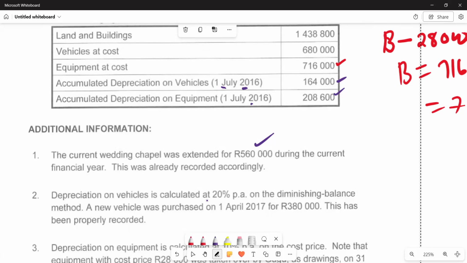Let's count the number of months that vehicle stayed in the business: 1 April 2017, and the year is ending end of June. So we are saying the whole of April, May, and June. So it stayed only 3 months. So we're going to calculate the annual depreciation, then we multiply by 3/12 to get the depreciation for the 3 months.